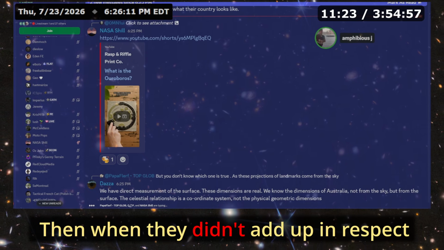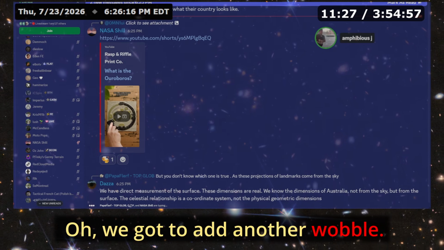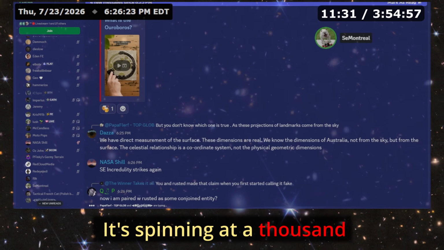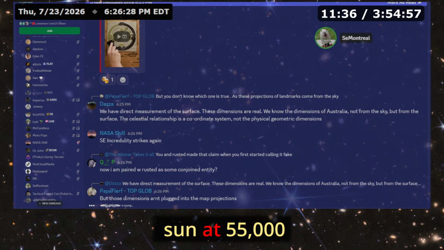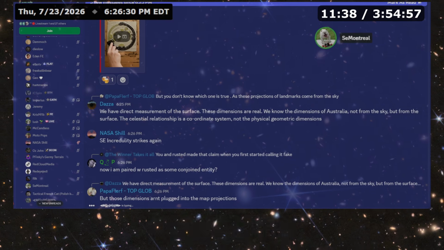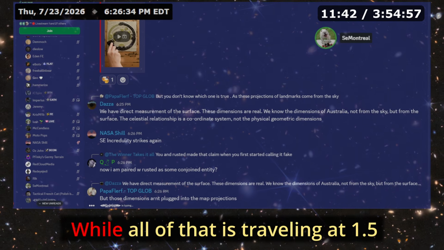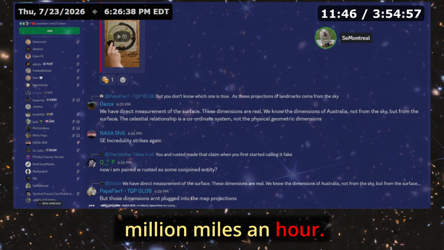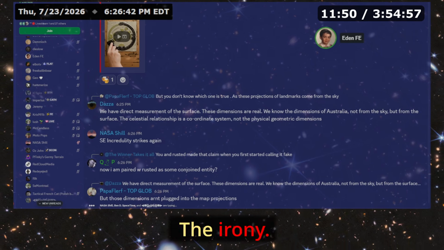Then when it didn't add up with respect to the solar system, they figured out, oh, we've got to add another wobble. And just fix it by adding another wobble. It's spinning at 1,000 miles an hour at the equator. It's traveling around the sun at 55,000 miles an hour. The sun is traveling at 500,000 miles an hour, while all of that is traveling at 1.5 million miles an hour. And they laugh at people questioning that? Wow. I know, eh? The irony.